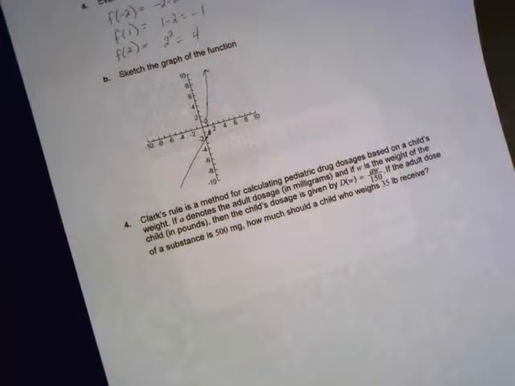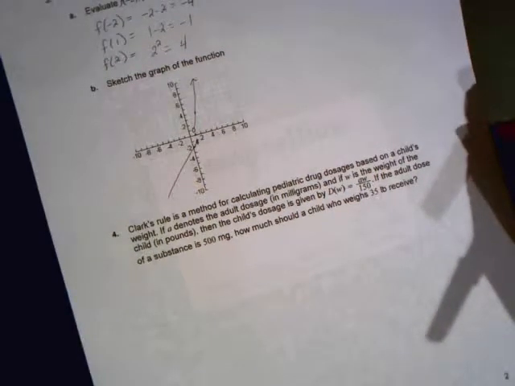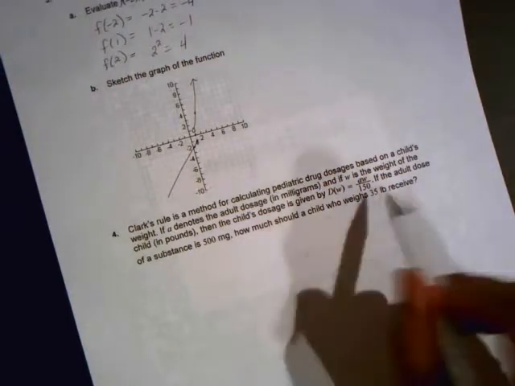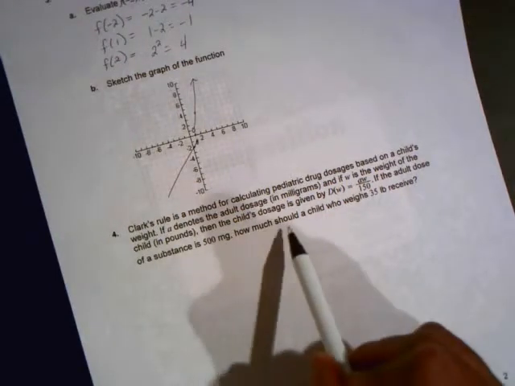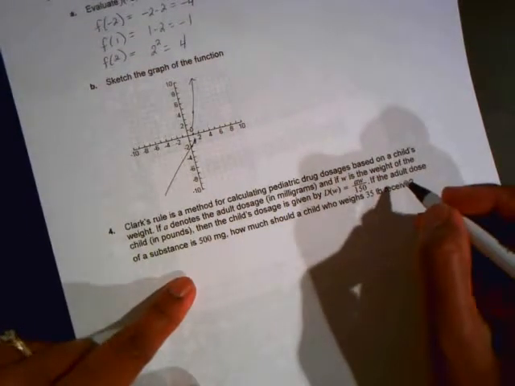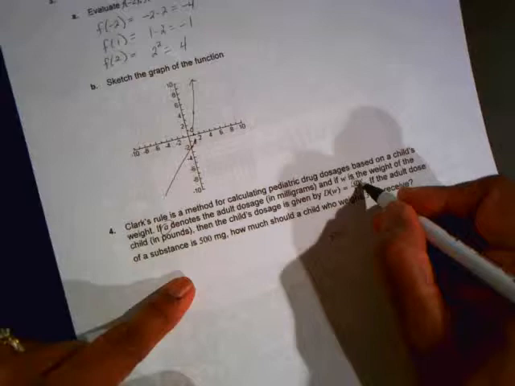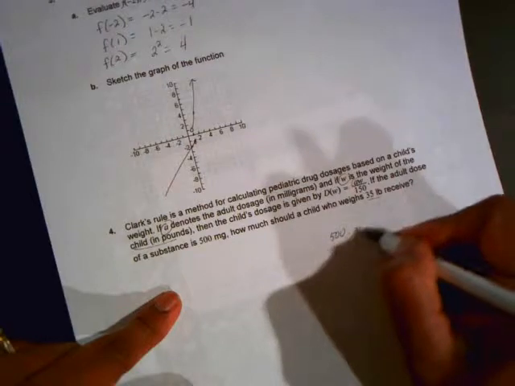Last question. It's an application, a very simple one. Clark's rule is a method for calculating pediatric drug dosages based on a child's weight. If A denotes the adult dosage in milligrams and W is the weight of the child in pounds, then the child's dosage is given by that function. If the adult dose of a substance is 500 milligrams, like Tylenol or Motrin, how much should a child who weighs 35 pounds receive? So adult dosage is A. There's A. So it's 500 times W. W is the weight of the child, 35 pounds, divided by 150.